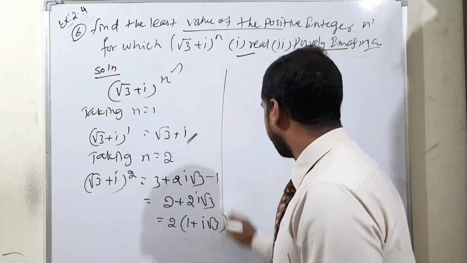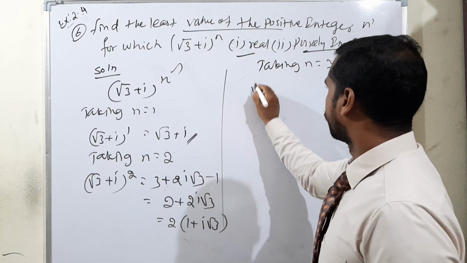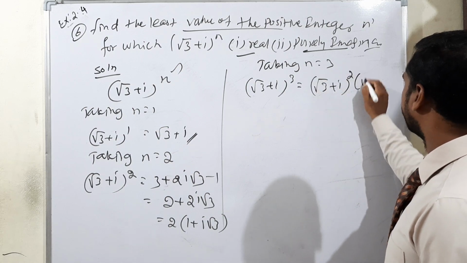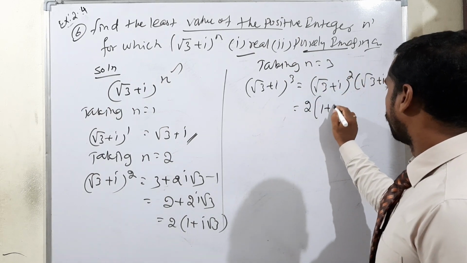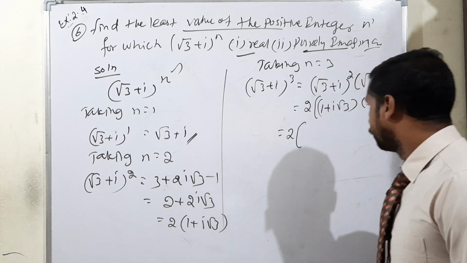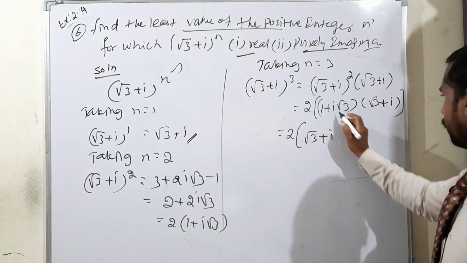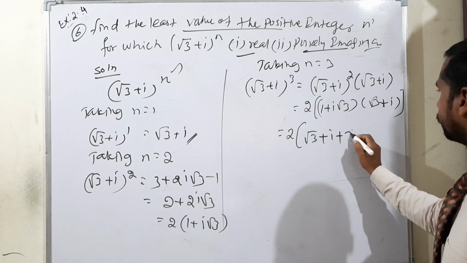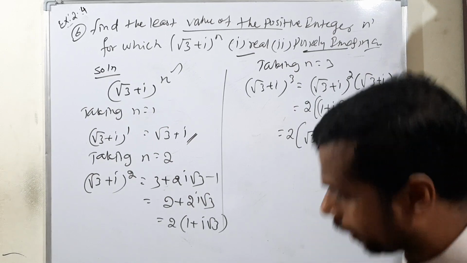Okay, I am moving to n equal to 3, (√3 + i)^3. We can split it into (√3 + i)^2 into (√3 + i). Already we found (√3 + i)^2. So the answer is 2(1 + i√3) into (√3 + i). Again 2 into 1 into √3, 2√3. Again 1 into i, listen very carefully, then plus i is there. √3 into √3 is only 3, so 3i, because √3 into √3 is 3.